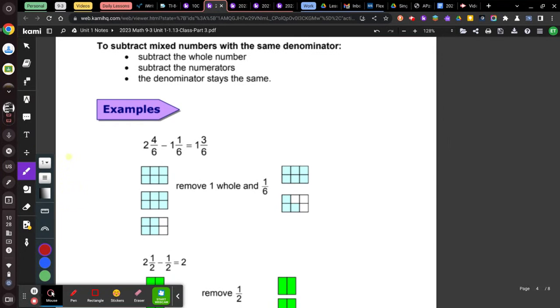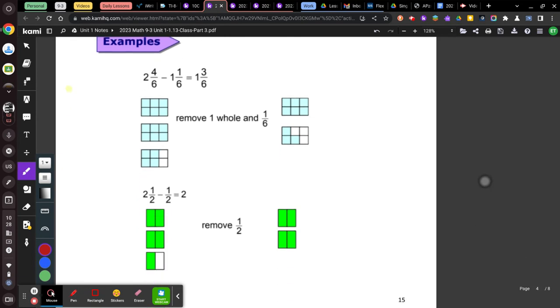Now, what do we do if it's a mixed number? If the bottom numbers are the same, it's okay. We just subtract the big numbers and then deal with the fraction part. The easier way is to turn them to improper. Do you have to? Not always. If they've got the same bottom number, you don't have to go to improper. If they have different numbers, we'll deal with that in a minute.